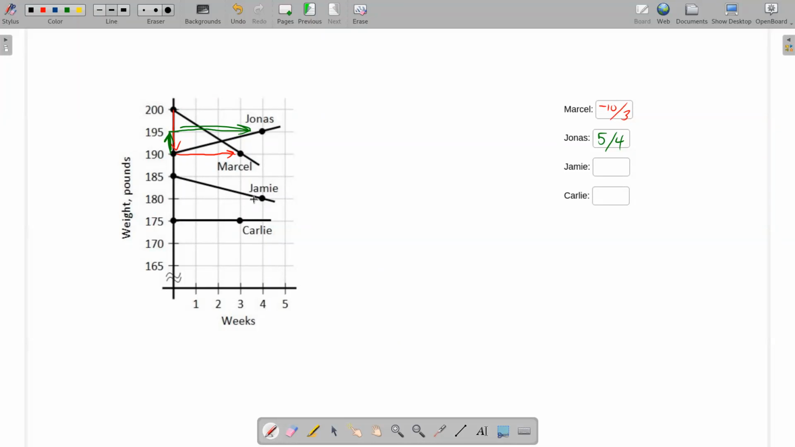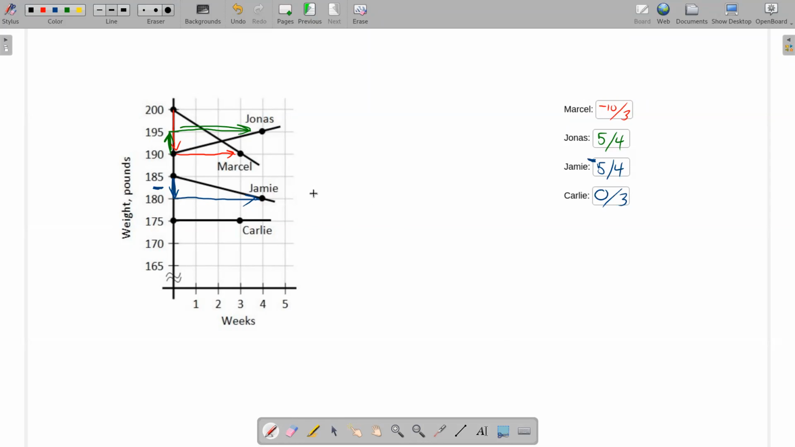Jamie, what happened with Jamie? Jamie looks like Jamie dropped 5 over 4 weeks. And Carly just stayed the same, right? There's no up or down. So 0 is the rise over 3 weeks later. And then can I clean these up? You know, not really, right? 5 and 4 have no common factors, so you can't reduce it. Oh, do I have an error here? I do. Jamie was a drop. So that should be a -5, right? Because this one is downhill.